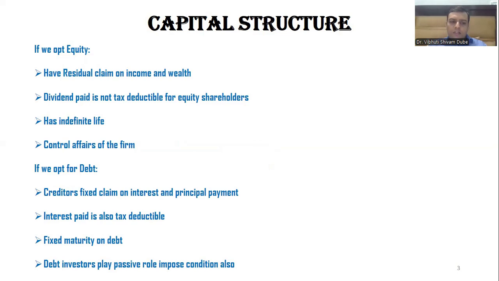Whereas if we opt for debt, they are creditors, who have a fixed claim on interest and principal payment. Interest paid is also tax deductible. They have a fixed maturity on debt. Debt investors play a passive role and also impose conditions.